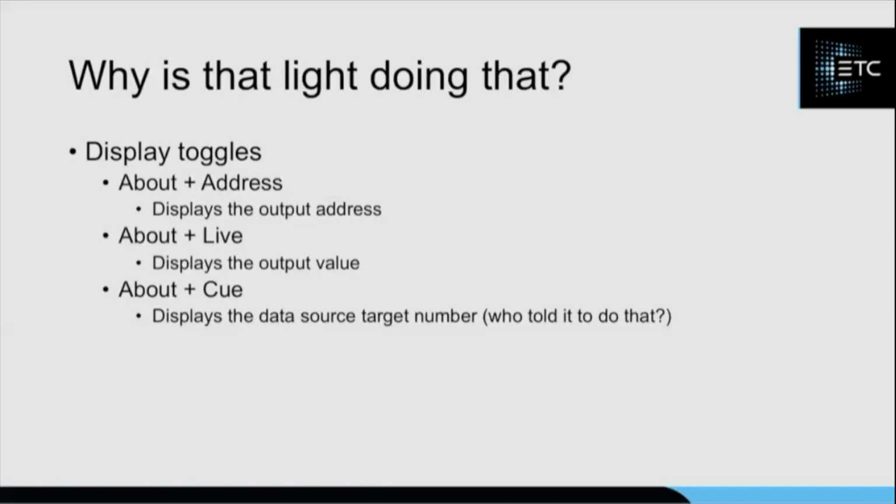About an address will display the output address of that particular channel. If you're in Tombstone view, it will give you pluses, summary views with pluses, and if you're in table view, it will give you the actual address on a per parameter level. About in live displays the output value. That is who is telling it. No, wait, sorry. About in queue displays the source. So what queue is telling it to be this, or what submaster? You can hit that.